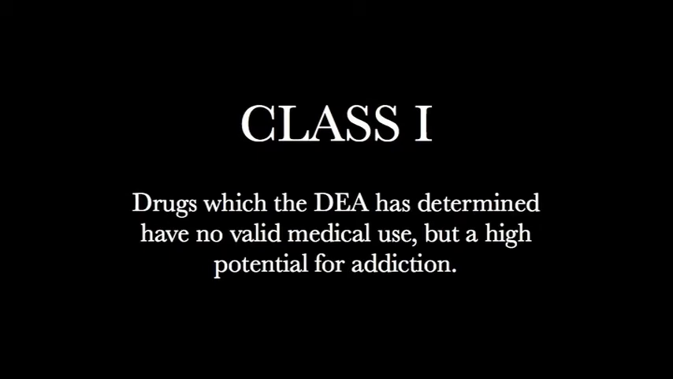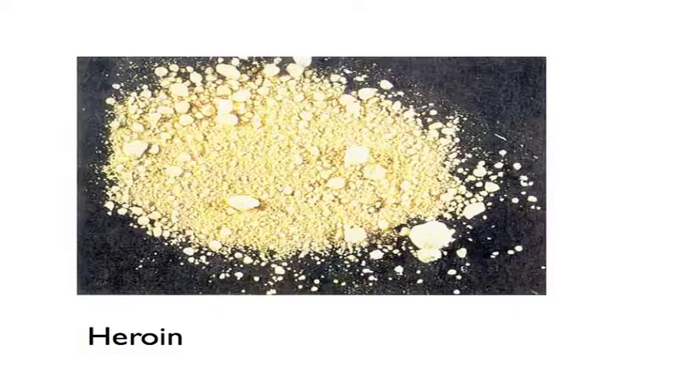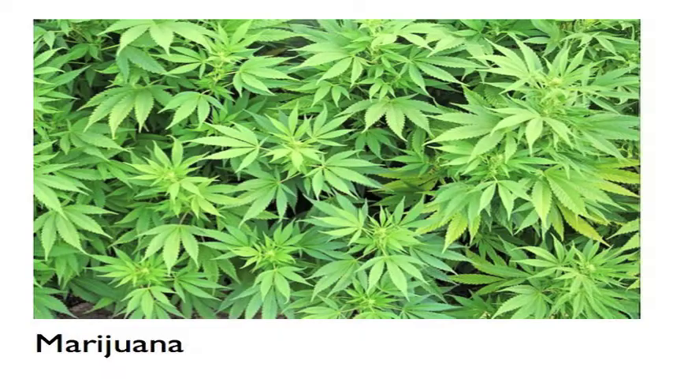Class 1. Class 1 drugs are defined as drugs which the DEA has determined have no valid medical use, but a high potential for addiction. Narcotic and non-narcotic basic classes. A few examples of these classes are dextromorphine, heroin, and marijuana.